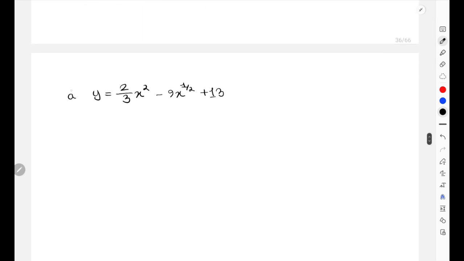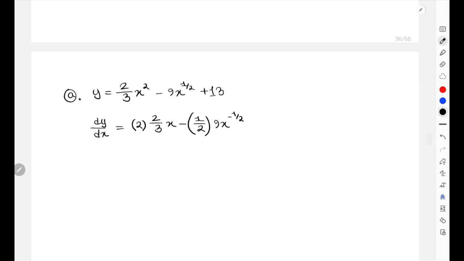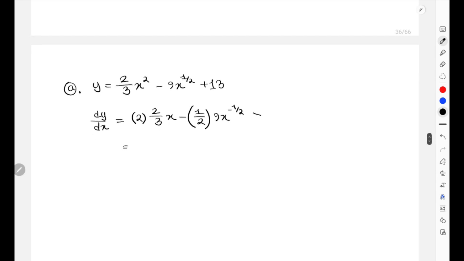So then you have dy by dx. I'll first find the differentiation over here. dy by dx is going to be what? The 2 will come in front, and then you have half times 9 x to the power of negative half, and the 13 will vanish entirely this time. And this is obviously greater than 0, right? So basically you're going to get 4 over 3 x minus 9 by 2 root x greater than 0.